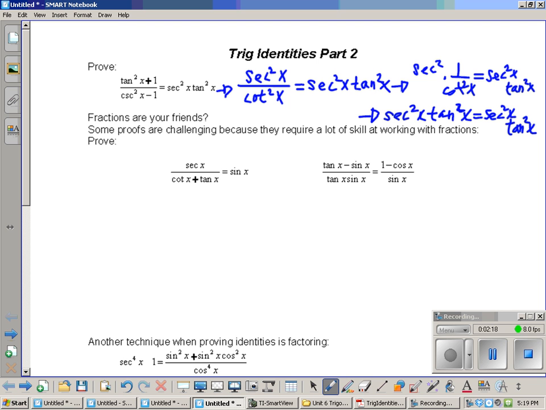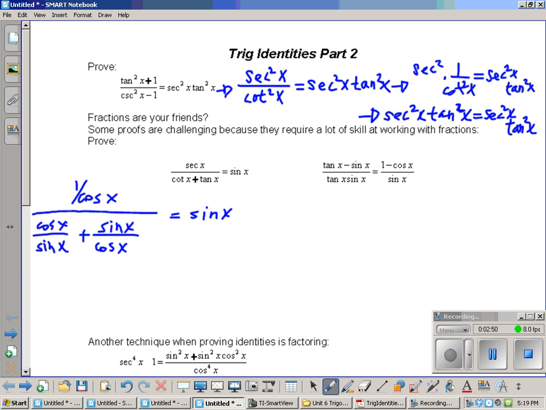So this next one, we want to show that secant squared x over cotangent x plus tangent x equals sine x. So the first thing I'm actually going to do is change all of these to either their reciprocal identities or their quotient identities. So secant x is the same as 1 over cosine x. In the denominator, cotangent x is the same as cosine x over sine x. And tangent x is the same as sine x over cosine x. And I want to show that that's equal to sine x.